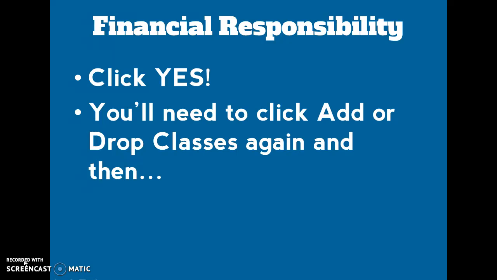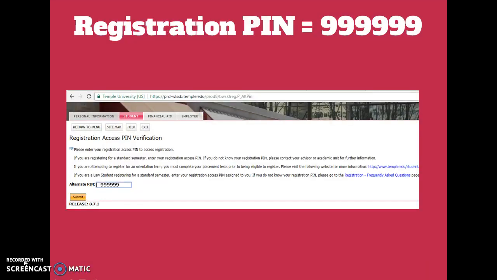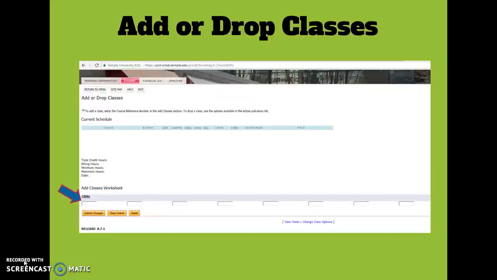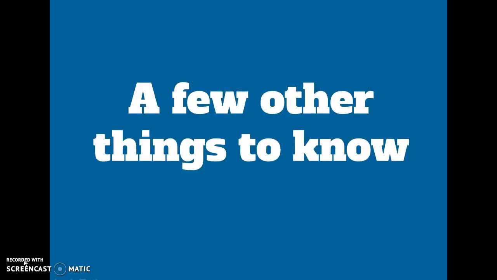So you have to click that one more time, come back in, and then you'll get to put in your PIN. Every honors student has the same PIN, 999999. Once you hit submit there, you'll be taken to this screen, which is the actual Add or Drop Classes screen. At the bottom of the screen there, you'll see a bunch of little boxes that says CRNs above it. And here's where you'd put in all those CRNs you have. Type them in, hit submit changes, and voila, you will hopefully have a schedule.